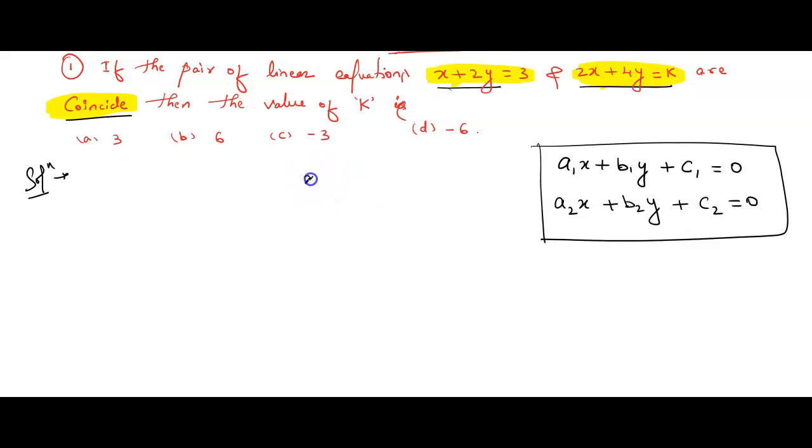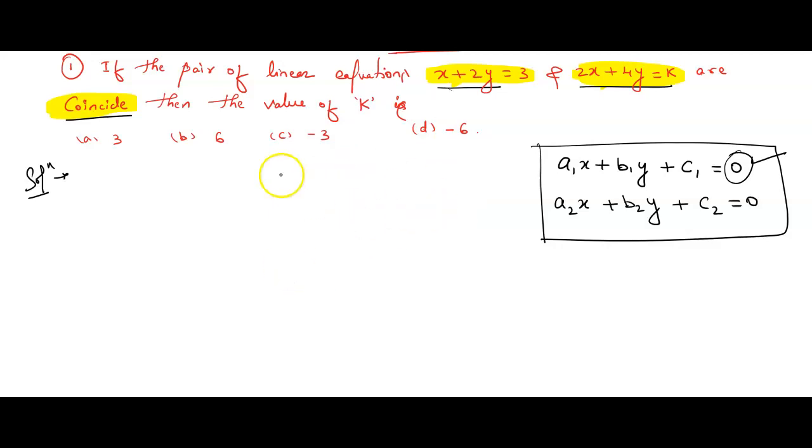Here what is the question they have given? X plus 2y is equals to 3. It means they have given a1x plus b1y is equals to 3. What is this 3? This 3 is nothing but c1. C1 they have given in the RHS side, but according to the standard form you can see c1 should be in the LHS side, and the RHS part should be equal to 0, but here RHS is 3. So first we have to convert that into its standard form.